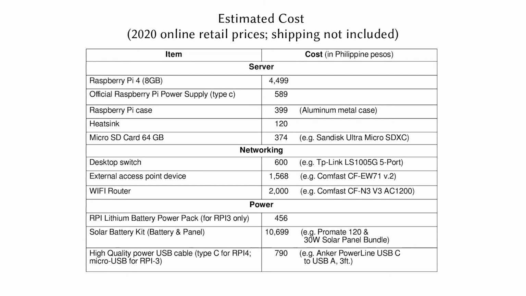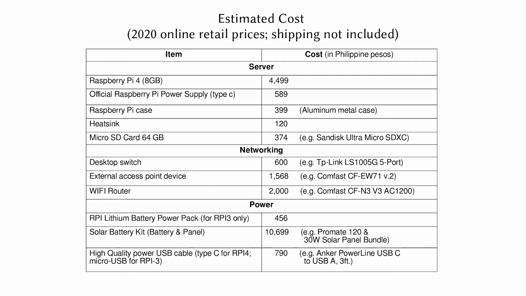And then for networking, we may need a desktop switch. I bought mine for 600 pesos. And then you need an external access point device. This one I bought for 1,568 pesos, and a Wi-Fi router costing 2,000 pesos.